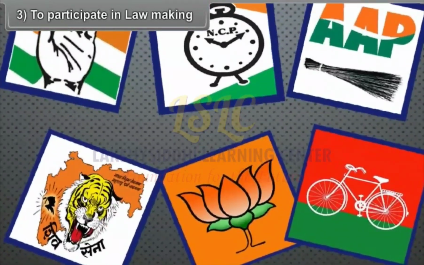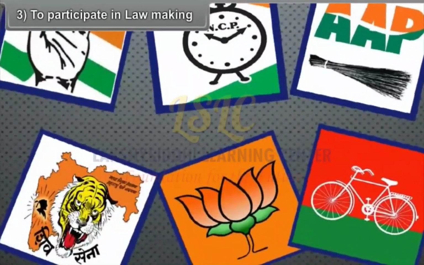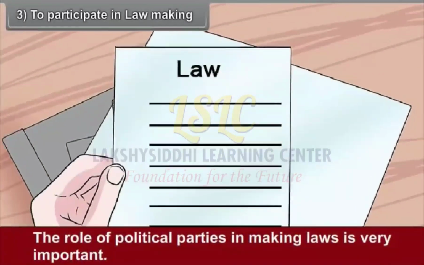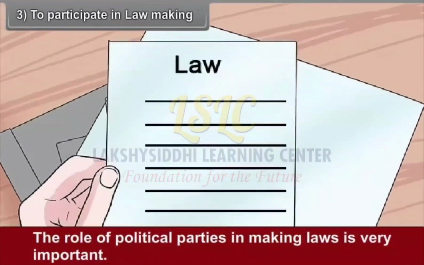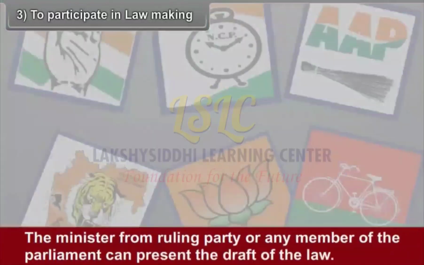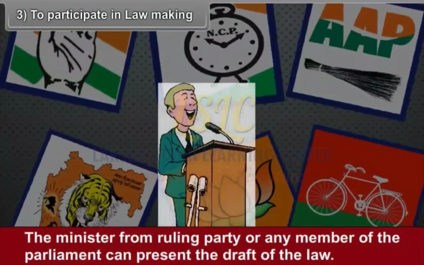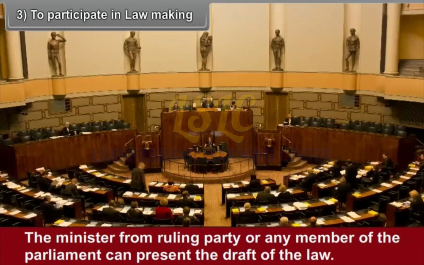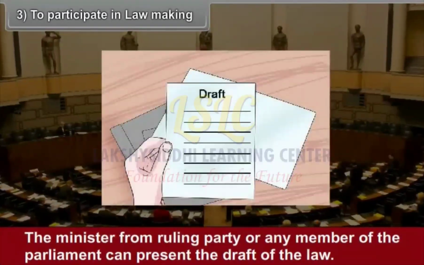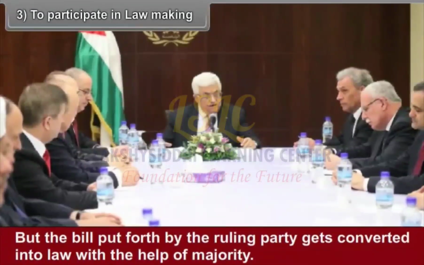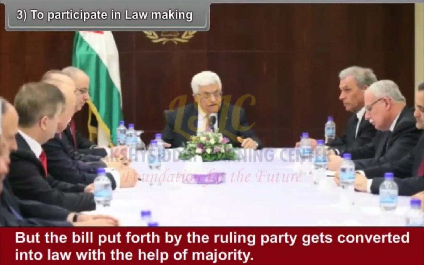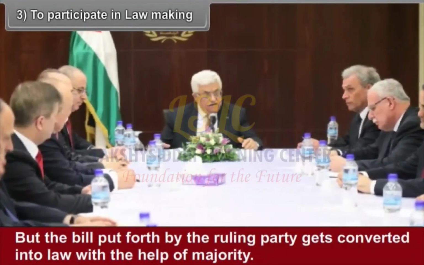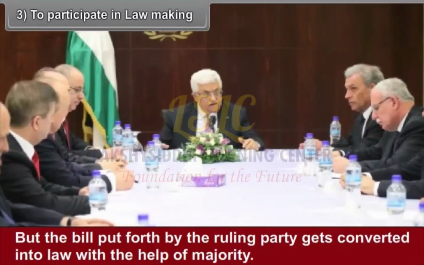Third, to participate in lawmaking. The role of political parties in making laws is very important. The minister from the ruling party or any member of the parliament can present the draft of the law, but the bill put forth by the ruling party gets converted into law with the help of majority.